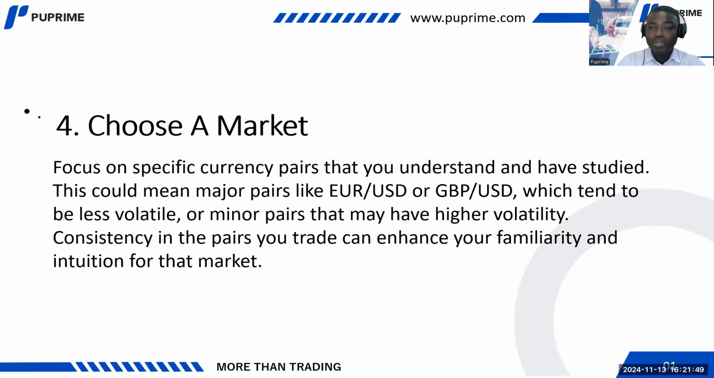Now, let's assume you're choosing the currency market. It's still advisable you also select individual currency pairs that you understand. Each currency pair does have its individual characteristics. So you need to also know the characteristics of the currency pair you want to trade. So we say that this could mean major pairs like EUR/USD or GBP/USD, which tend to be less volatile, or minor pairs that may have higher volatility.